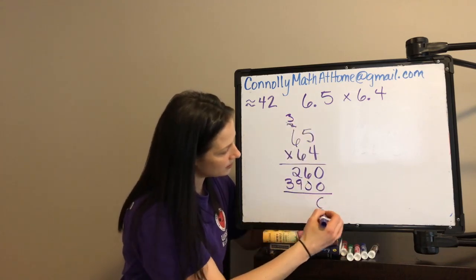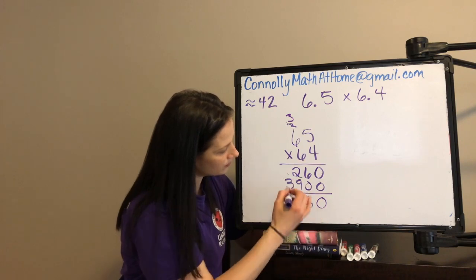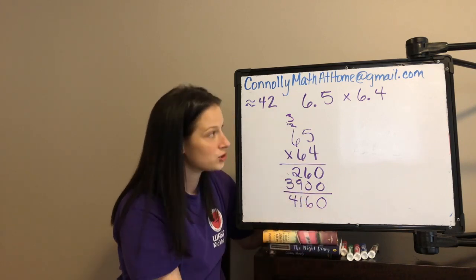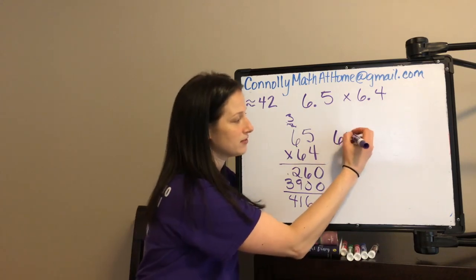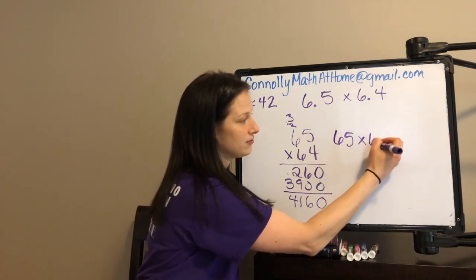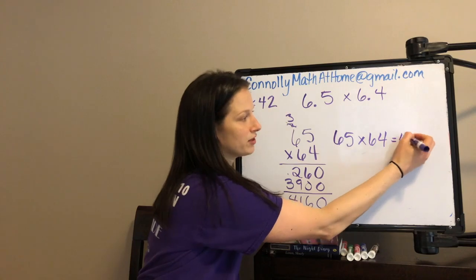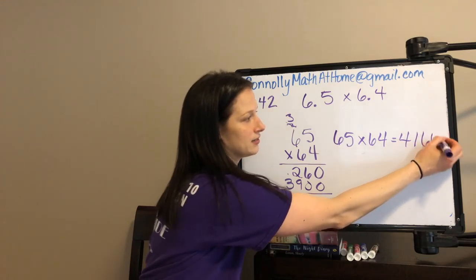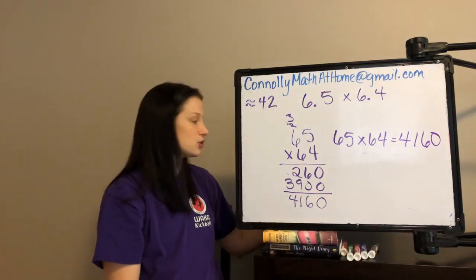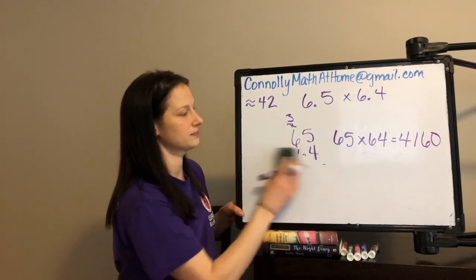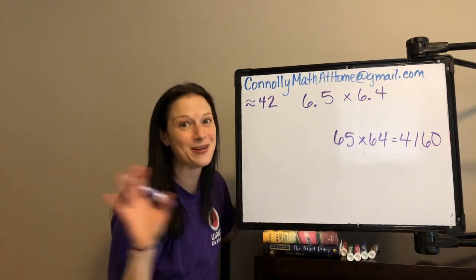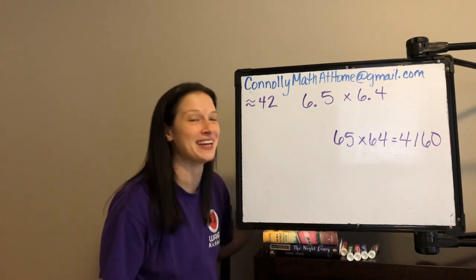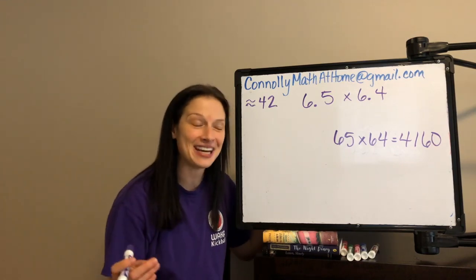Okay, just a quick review, something you already know how to do. So, when I multiply with whole numbers, 65 times 64, I end up with 4,160. So, I bet some of you are shouting, I know where the decimal goes because of your estimate. That's the point of estimating.